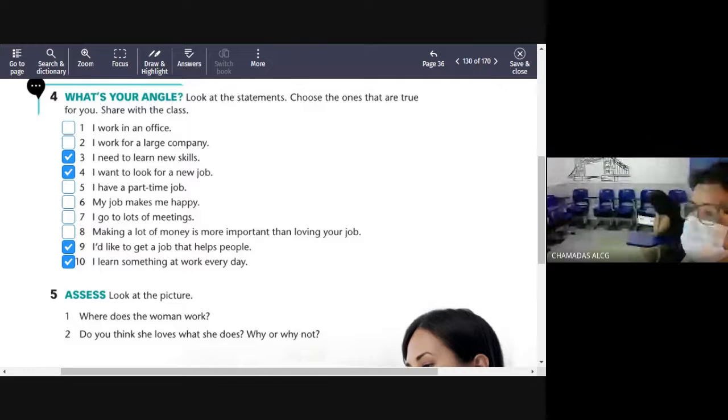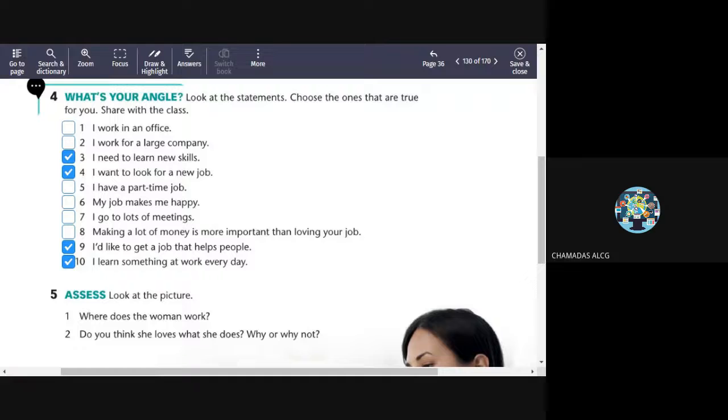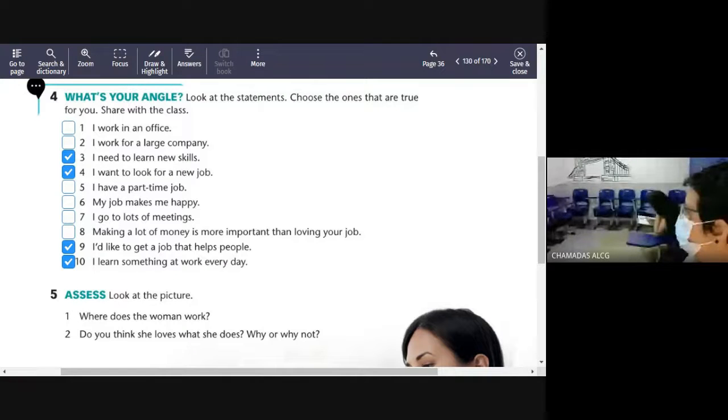I was looking for a new job because I have no job. Okay, all right. And I'd like to get a job that helps people. That's true. Oh, that's good. When I look for a job normally, I always look for my shoe, but I like to help people. Okay, all right.